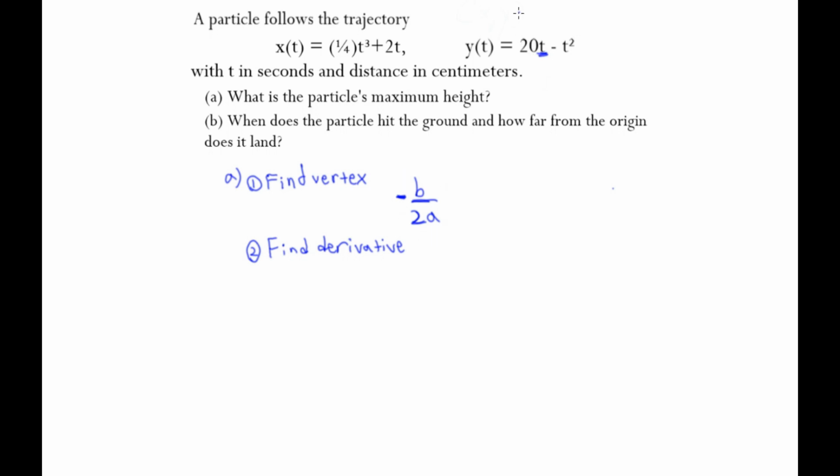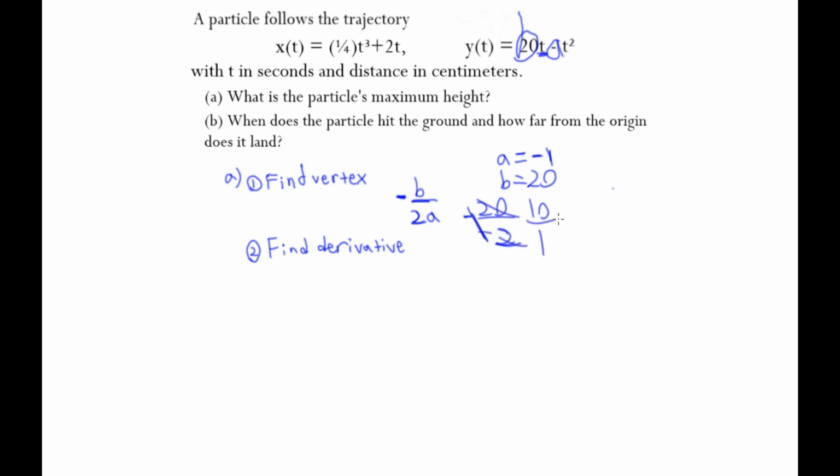So we'll plug in our b value, which is this, and then our a value, which is that. So our a value is equal to negative 1. Our b value is equal to 20. Plug that in there, should give us our t at the vertex. Negative 20 over negative 2.